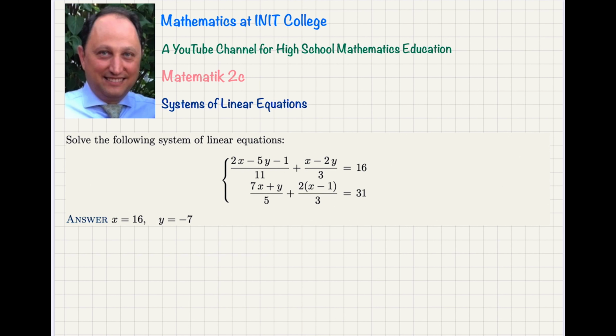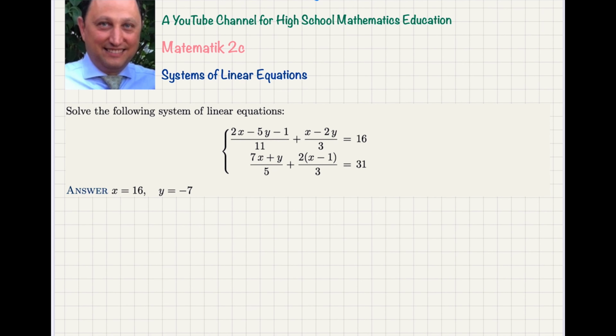I would recommend to start simplifying each one of these equations separately by trying to get rid of fractions first. So if I want to get rid of fractions in the first equation, it would be very good if I multiply both sides by 33, and then I will get rid of these two fractions. So what I do, I would write the first equation.